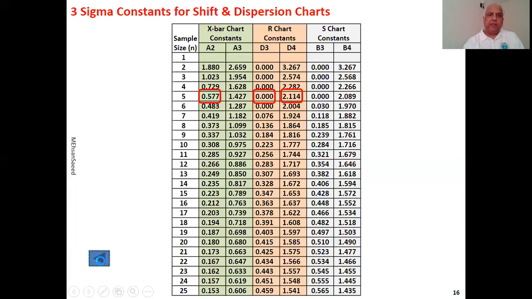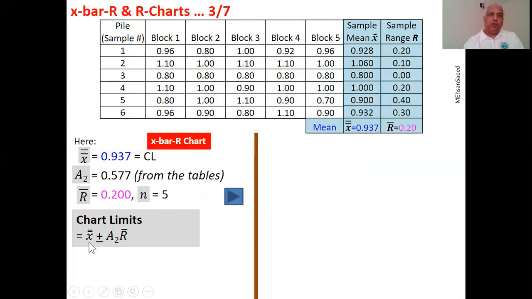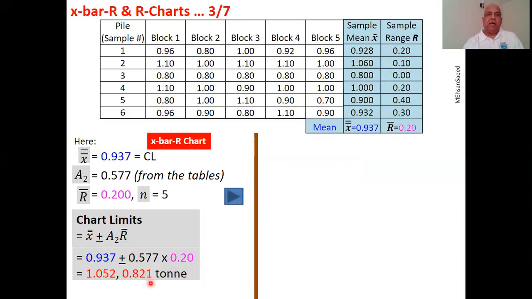So we simply plug in these values in the formula. We know now everything. A2, we have just found, 0.577. R bar is 0.2. And we just put in the figures and get the answer. So the upper control limit of this chart is 1.052 ton, and the lower limit is 0.821 ton.